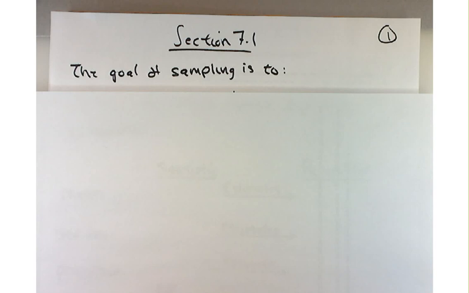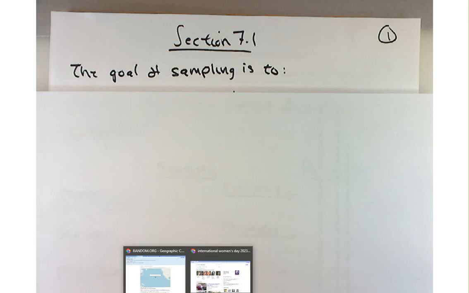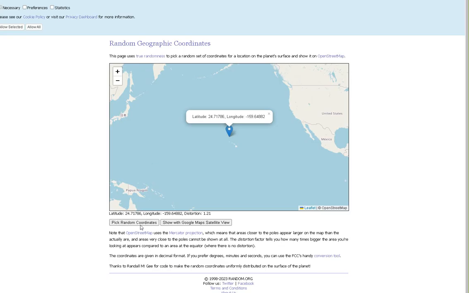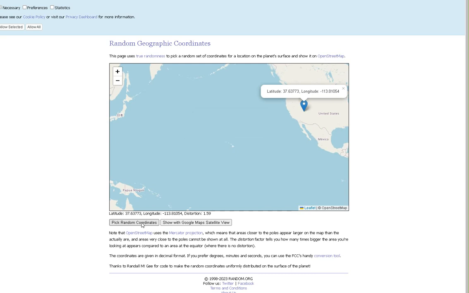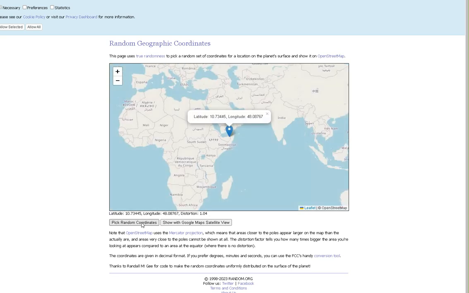Section 7.1 is going to talk about creating a confidence interval for population proportion. To start things out, what I had you do was go to that website, random.org, press the button continually, and then try and find what percentage of the time you ended up on land versus on the ocean. From this, I'm hoping we're going to get an estimate of the percentage of Earth's surface that's covered by water. So let's take a look at some of the results here.